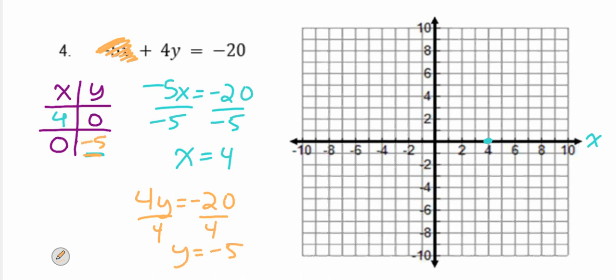This goes over here. So this is my point that I'm going to graph, right? (0, negative 5) says don't go anywhere on the x-axis. X is 0, but y is negative 5. So once we have our 2 points, we're like, yay. Let's connect the 2 points, put those arrows on the end. All right, nice.